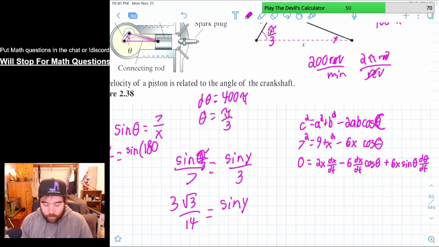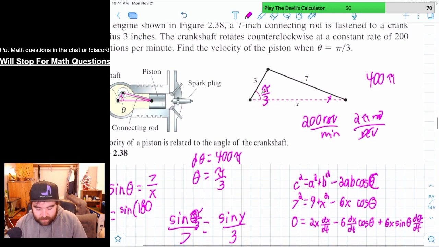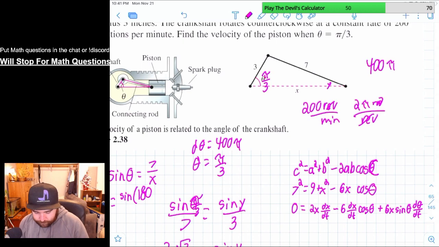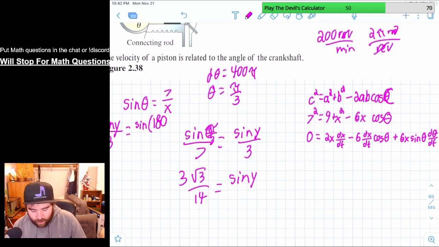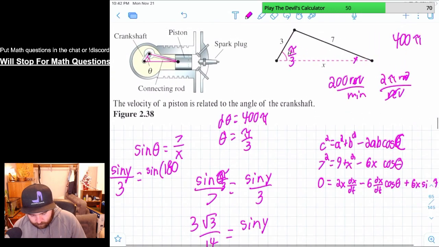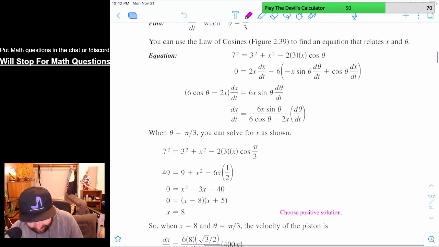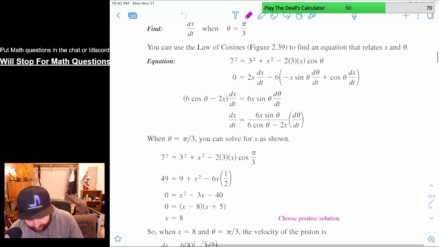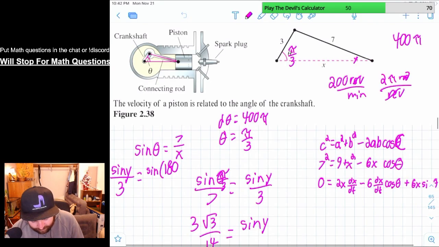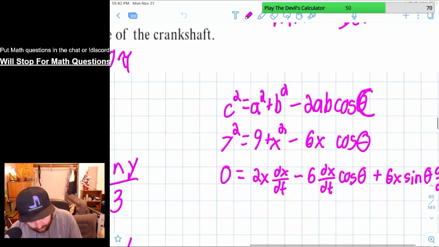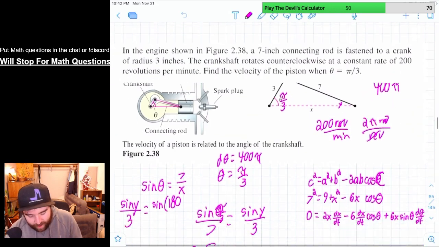What else do we need? We need x. And that's the whole problem, is that we need x. And so how are we going to solve for x? Let's again look back and see what they did. Oh, you can just plug it into the original equation that you wrote? Oh, yeah, because you're using that angle now.